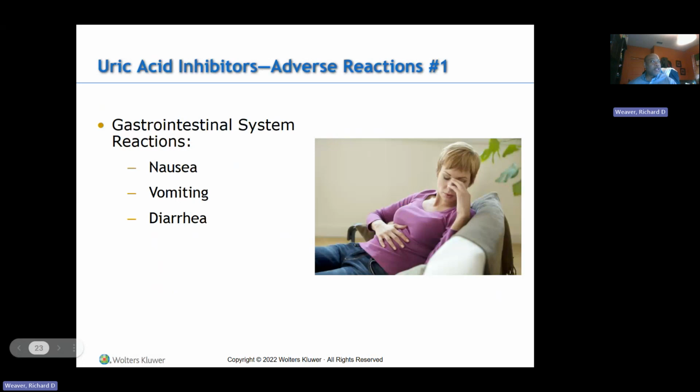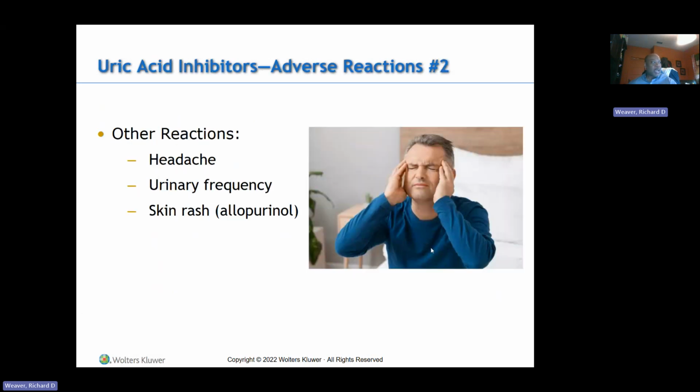The uric acid inhibitors have an adverse effect on the various systems. On the GI system is the NVD, or nausea, vomiting, diarrhea. Other reactions: headache, urinary frequency, as well as skin rash, and this happens more so with the allopurinol.